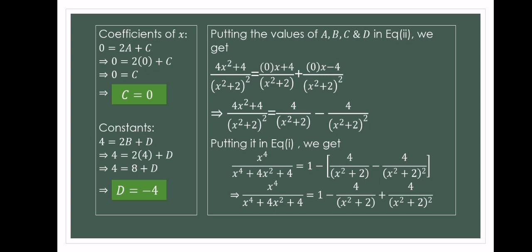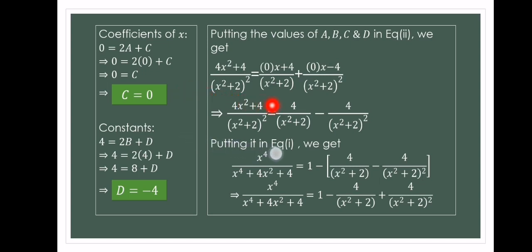Now we will have to compare the coefficients of x. After comparing the coefficient of x we get 0 is equal to 2a + c, and by putting a equal to 0 we just get c is equal to 0. After comparing the constants to find out the value of d, we get 4 is equal to 2b + d. If we replace b by 4, that is its value, we get d is equal to minus 4.